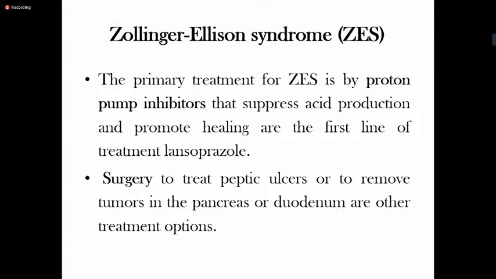Surgery to treat peptic ulcer or remove tumors of the pancreas or duodenum are other options, but rarely do people touch the pancreas. They're in fear that anytime you touch the pancreas, you may release pancreatic enzymes and digest the whole abdomen. So anytime that people touch the pancreas, they fear.